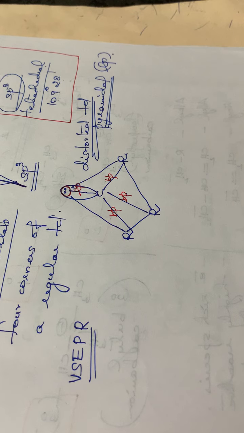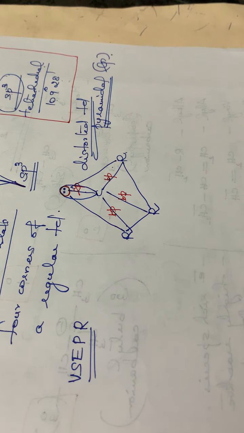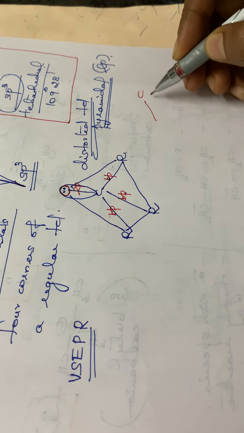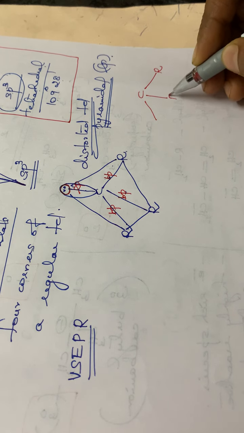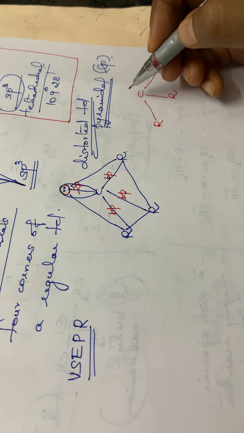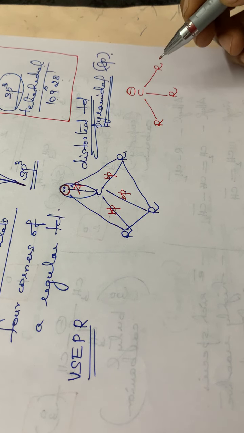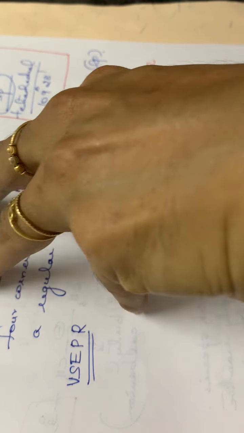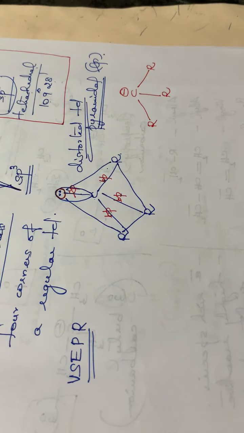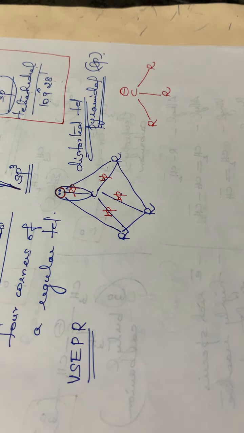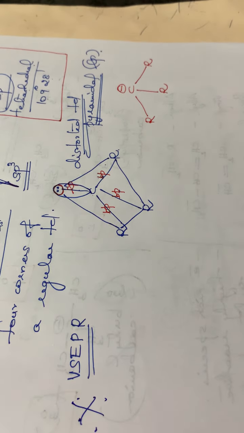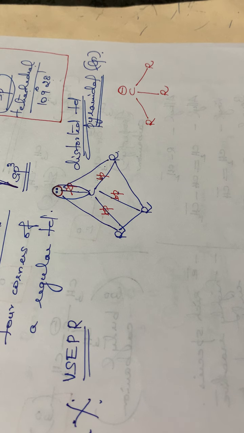Pyramidal geometry means it will be like this: carbon, R, R, R. R or H, whatever it is, you can write it like that. This is in the form of a pyramid. So this is about the geometry of carbanions. This is also very important, the geometry of carbanions. Next is the formation of carbanions.